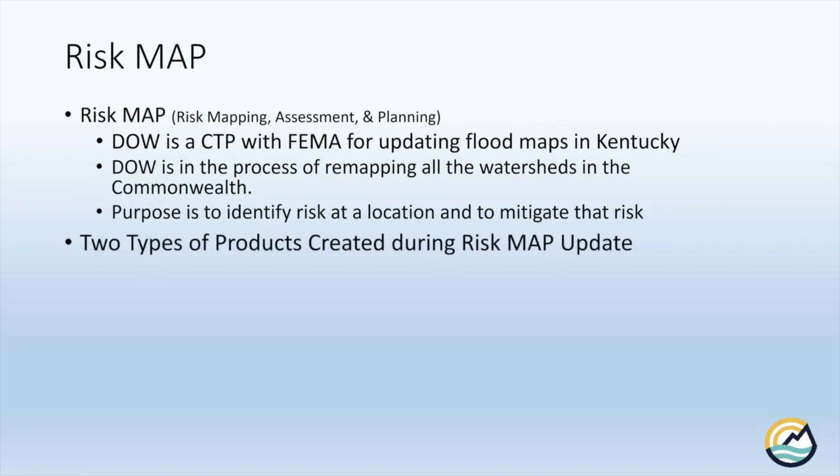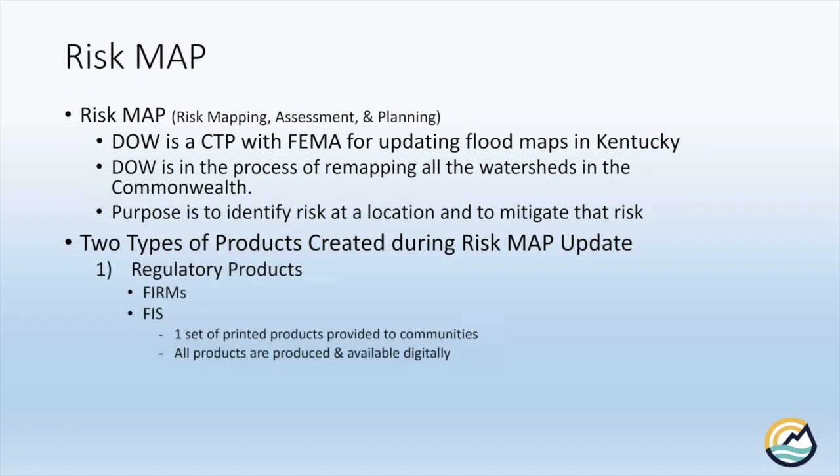During this Risk MAP update, there are two different types of maps that are created. The first one is the ones we've been very extensively talking about so far. These are the regulatory products. So this is those flood insurance rate maps that are available through the Map Service Center that we showed earlier. You can view them on the Map Service Center or the Kentucky Flood Hazard Portal, as well as the flood insurance study, which explains why those maps look the way they look. These are the ones we use to make regulatory decisions. So when are permits required? When is insurance required? What is your insurance rate? Things like that. Every community, when these maps are updated, gets a printed copy, but they're also made available online.